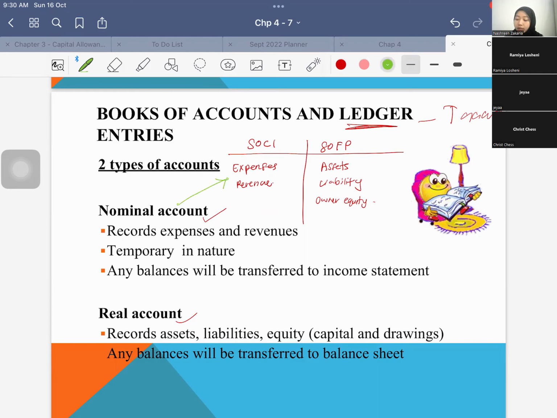Okay, how about real account? They said that it records asset, liability and equity. So SOFP, statement of financial position kan also records asset, liability and equity too, betul tak? So SOFP also can be called a real account. So meaning that these three are called real account and expenses and revenue are called nominal account. Okay.